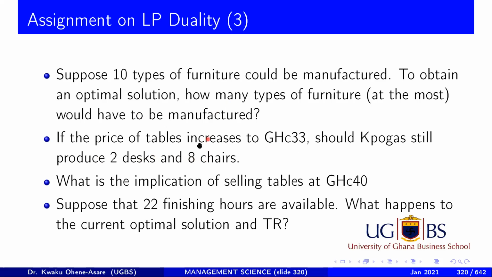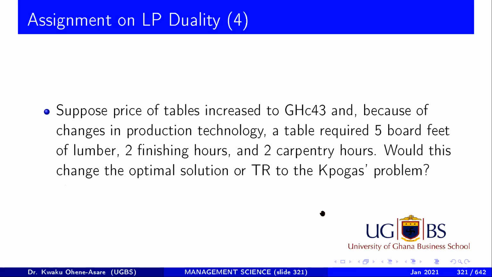This is a beautiful answer about the optimality condition when you do the sensitivity. What is the implication of selling tables at 40? Suppose that 22 finishing hours are available instead of what is there. What happens to the current optimal solution? This is why you use the shadow price.